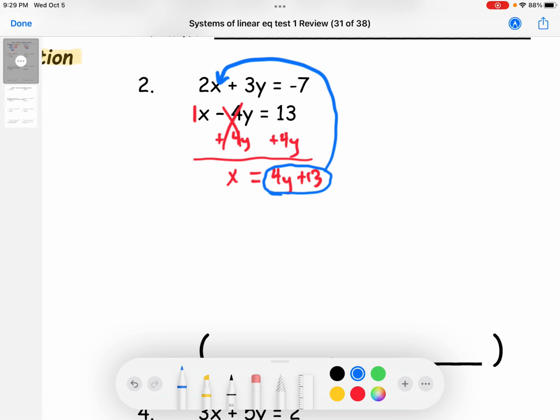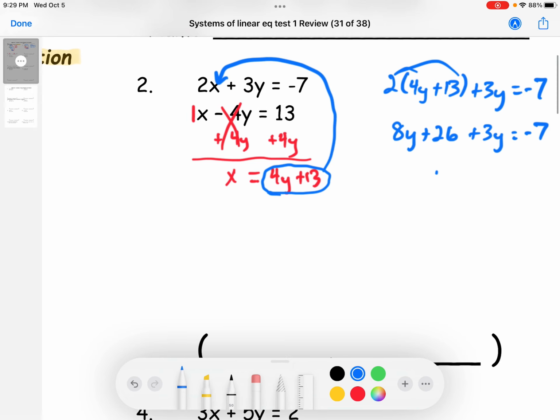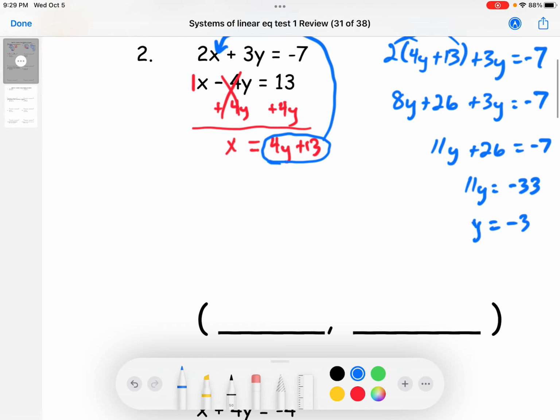So instead of 2 times x plus 3y, we're going to now have 2 times all of that plus 3y. Okay, do some quick little distribution here. And let's see, what does that give us? It'll be 11y plus 26. We subtract 26 on both sides. y equals negative 3. We ask ourselves, is that the final answer?